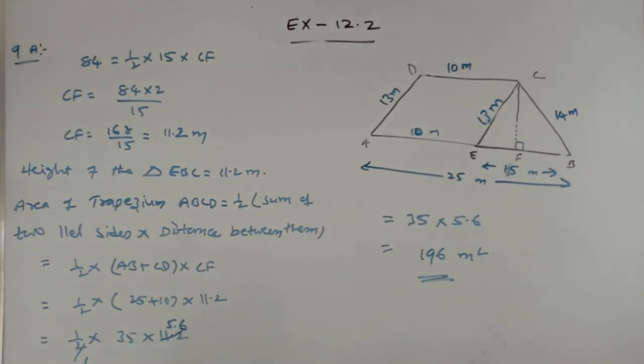So children, by this we can conclude the chapter. Here in this chapter we have discussed Heron's formula, which is used to calculate the area of triangles and the area of quadrilaterals such as parallelogram, rectangle, square, and so on.